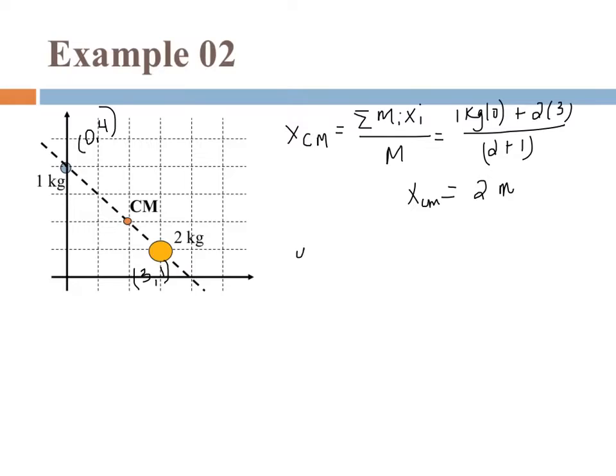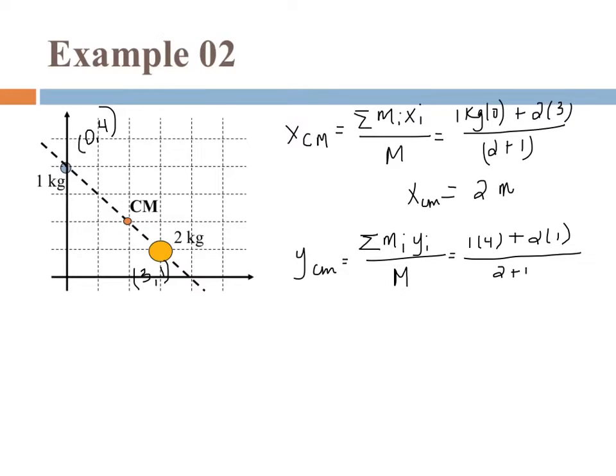For my y direction, the sum of the mass times the y position all over total mass is equal to 1 times 4 plus 2 times 1 all over 2 plus 1. And that's also 2. And that's my center of mass in the y direction.